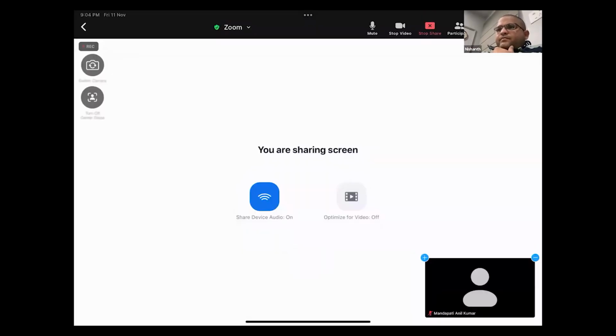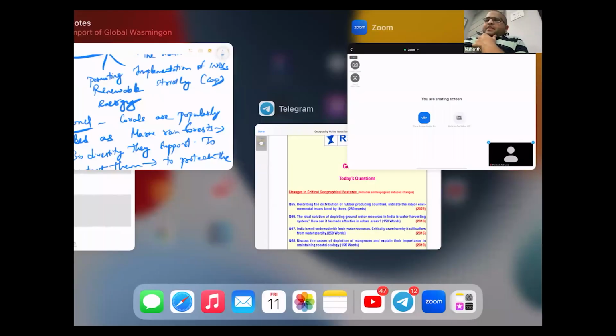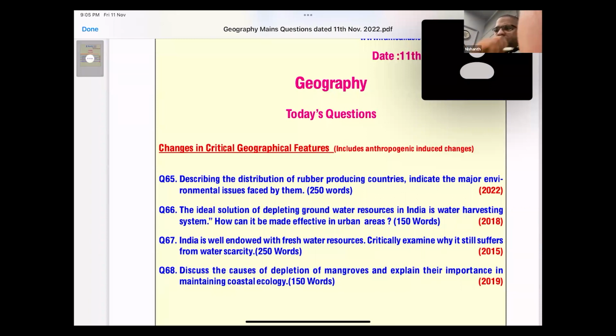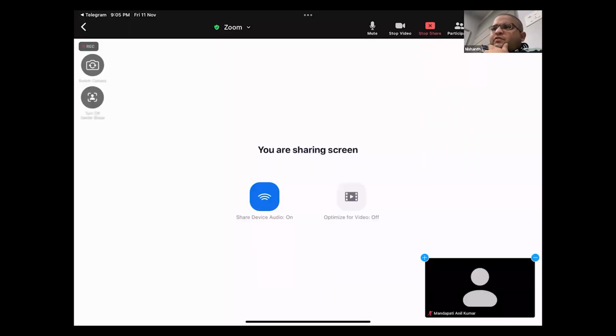So look at the first question today. Describing the distribution of rubber producing countries, indicate the major environmental issues faced by them. Take 5 minutes about this. So two parts of the question, quite straightforward.